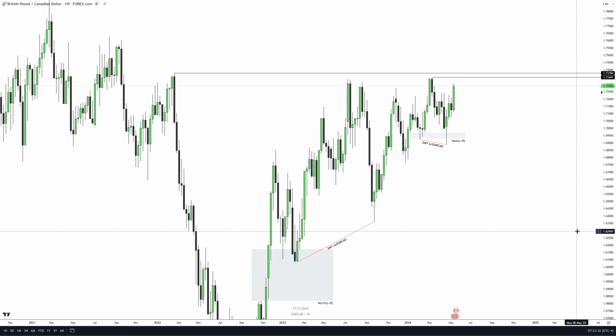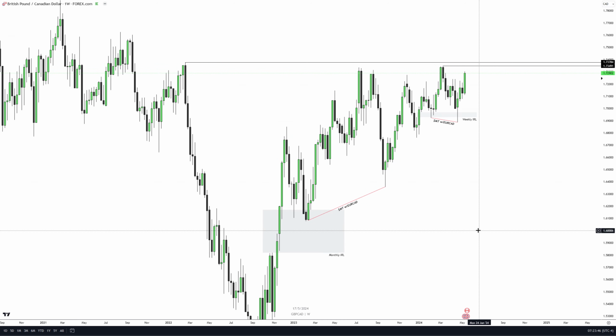So we'll dive into a British pound Canadian dollar, or GBP CAD, trade breakdown of last week, specifically last Friday, the last day of the trading week. We'll start again on the higher time frame and drop all the way down to the intra-week or intraday timeframes.